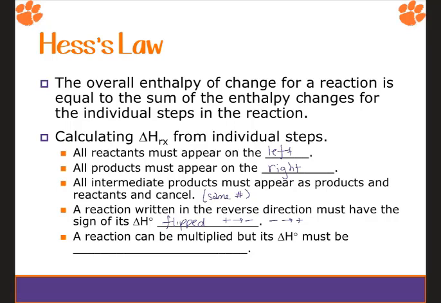Sometimes you have to have them in a different number. So say you need 2 sodium chlorides, but you only have 1 in your step reactions. You can also multiply a reaction through by a coefficient, and you have to multiply everybody through, reactants and products, even if you don't need them in number specifically. But its delta H must also be multiplied by that coefficient. So again, it's a lot of rules, but once you start doing the problems, I'm sure you'll get the hang of it. And these are actually, again, kind of fun.